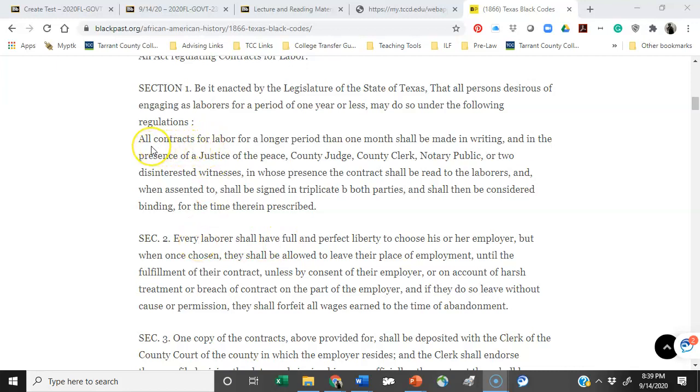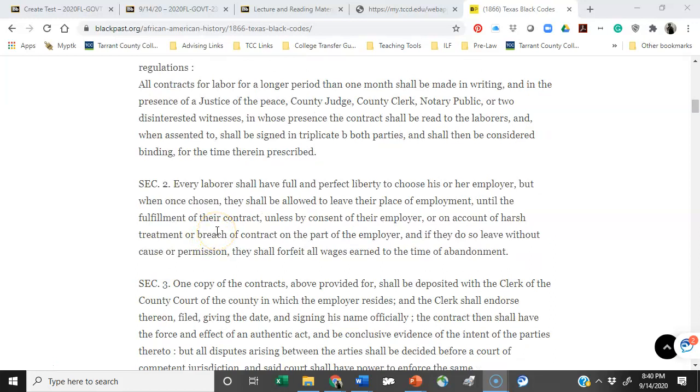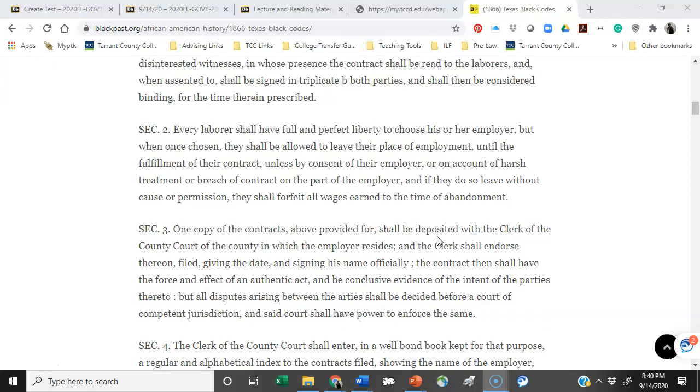Another provision, you could sign a contract for labor for a period longer than a month, and these contracts would be enforced legally. And I don't know why this tickled me so much. It's really not funny. But once you choose your employer, then you cannot leave employment until the contract is up. And if you do leave that employer, you lose all your wages.